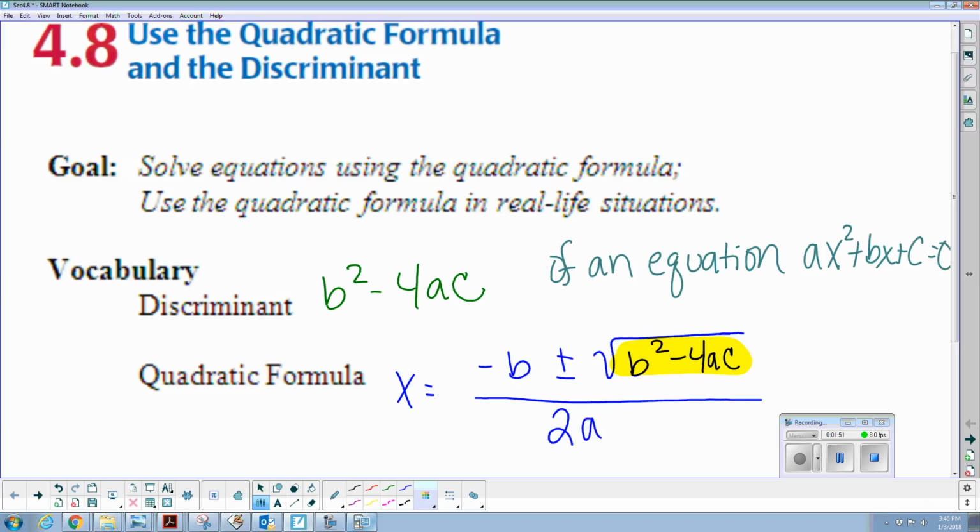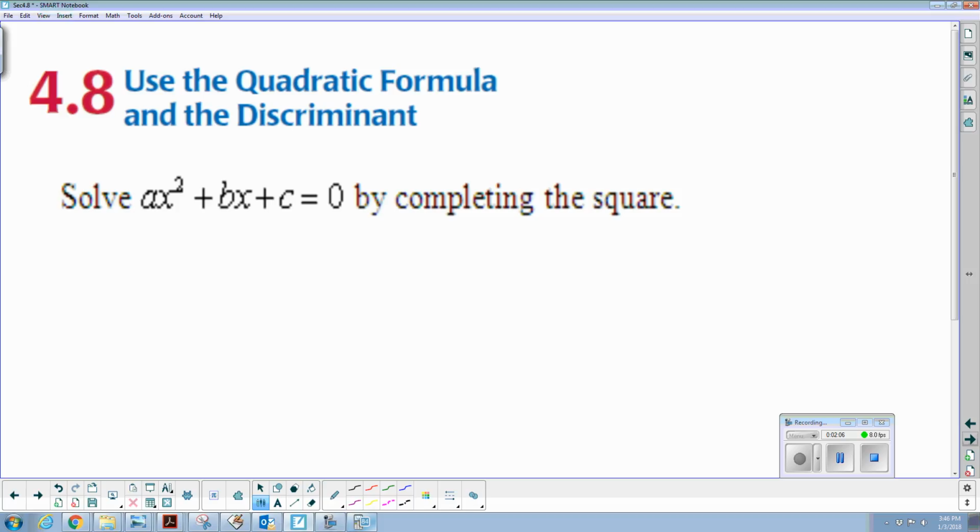So you can find the discriminant even if you don't set it all up into the quadratic formula. It's of any equation that's in standard form, ax squared plus bx plus c. You can find the discriminant of that. All right, so those are two key vocab terms.